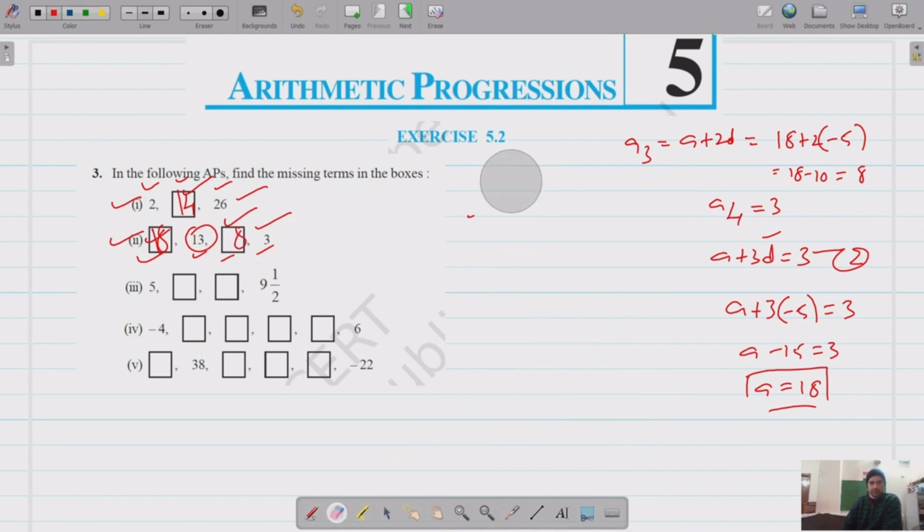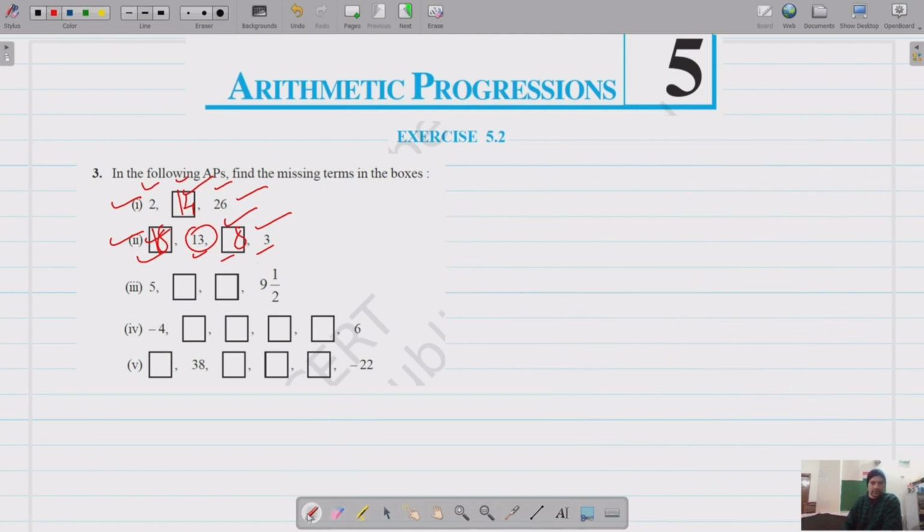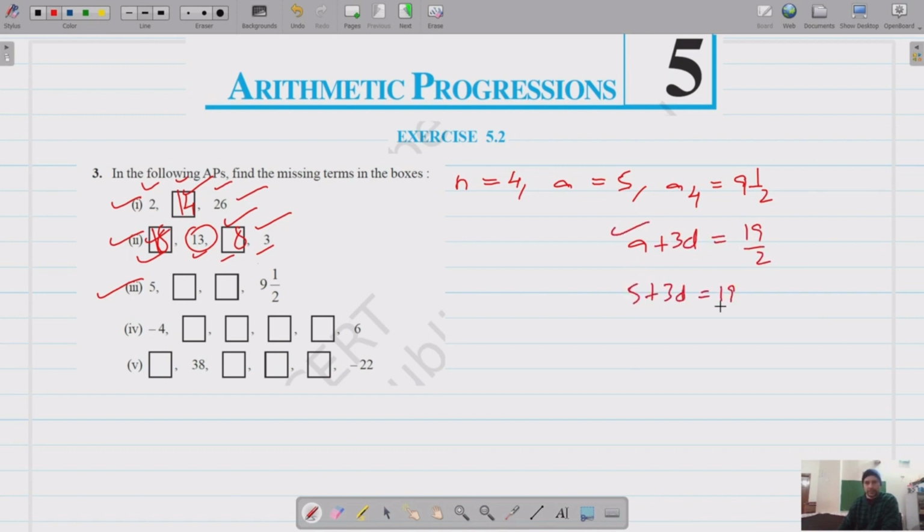Okay, coming on to the third one. This third one has total terms N equal to 4, A is 5, and the fourth term is 9.5. The fourth term is A plus 3D, and it can be written as 19 by 2. So A is 5 plus 3D is equal to 19 by 2. 3D is equal to 19 by 2 minus 5, which gives us 19 minus 10, so it's 9 by 2. So it's actually 3D is 9 by 2, and D is, the 3 gets cancelled, so D is 3 by 2.